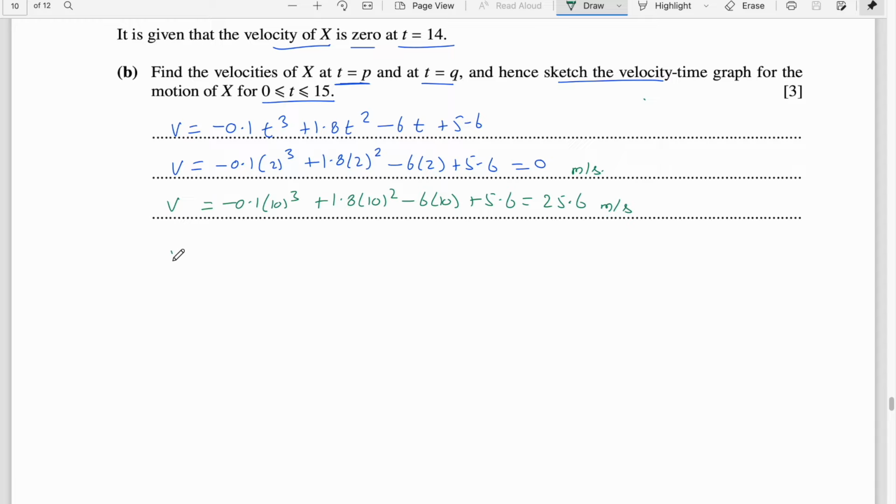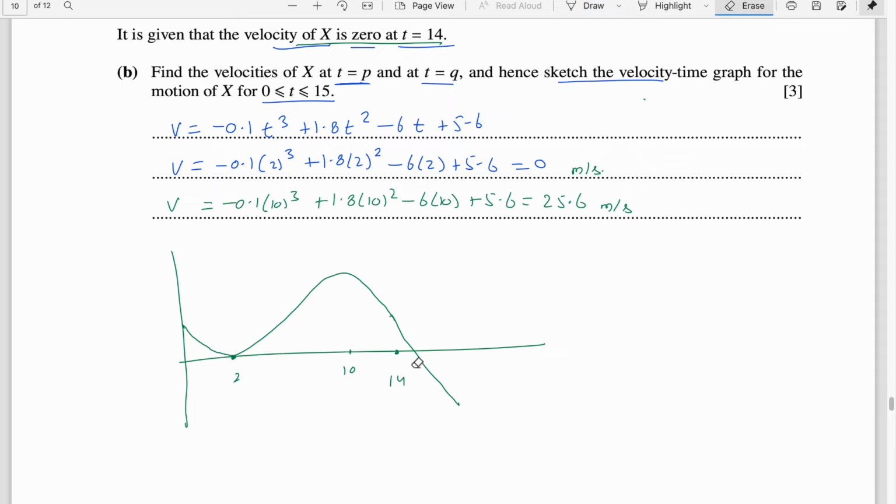Now we have the velocities, we can sketch the graph. We know at 2 velocity is 0. We know at 14 the velocity is 0 as given in the question, and we've just found that at time 10 velocity is 25.6. So it is a sketch, and at time 0 when you plug in all these zeros you will get 5.6. So it starts from here somewhere, reaches 0, increases to 25.6, crosses the graph at 0 to 15, 0 at 14, and this is your sketch. So label the axis: velocity in meters per second and time in seconds.